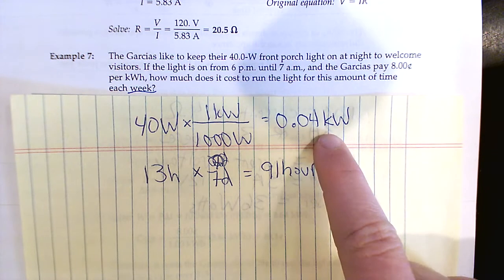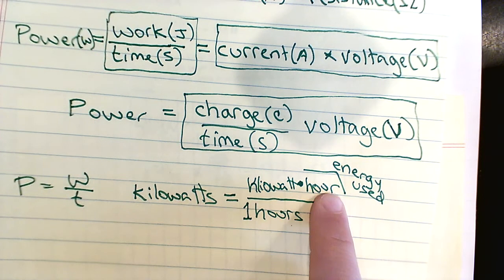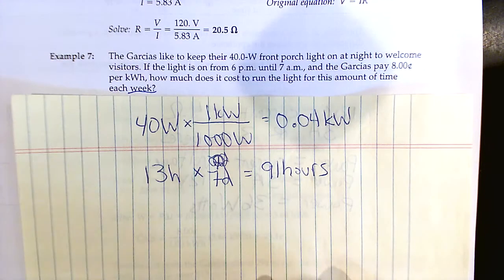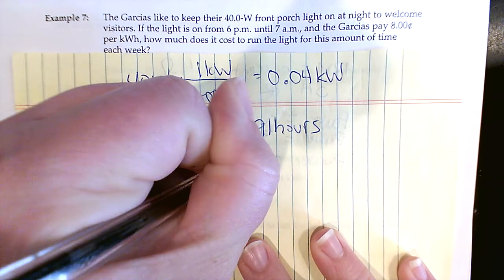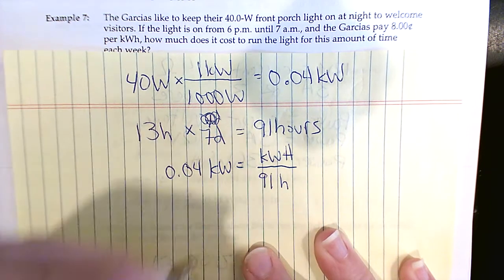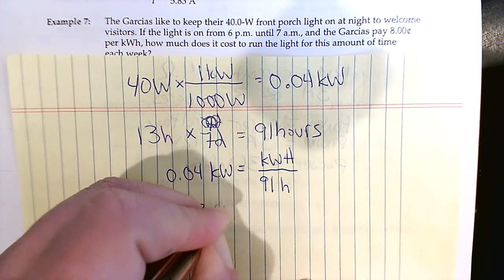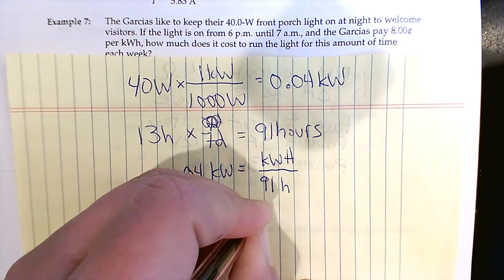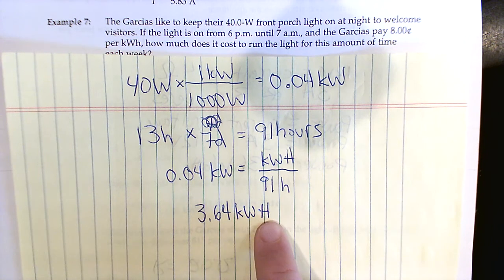All right, so we look back at our equation. Now we have kilowatts and we have hours. So we're ready to use kilowatts equals kilowatt hours divided by hours. Okay, so I'm going to go 0.04 kilowatts equals kilowatt hours divided by 91 hours. Kilowatt hours, my unknown, is divided by 91. So I will multiply by 91 and I get 3.64 kilowatt hours. Okay, remember that's that weird unit. Even though it's made of a unit of power and a unit of time, it is a unit of energy.